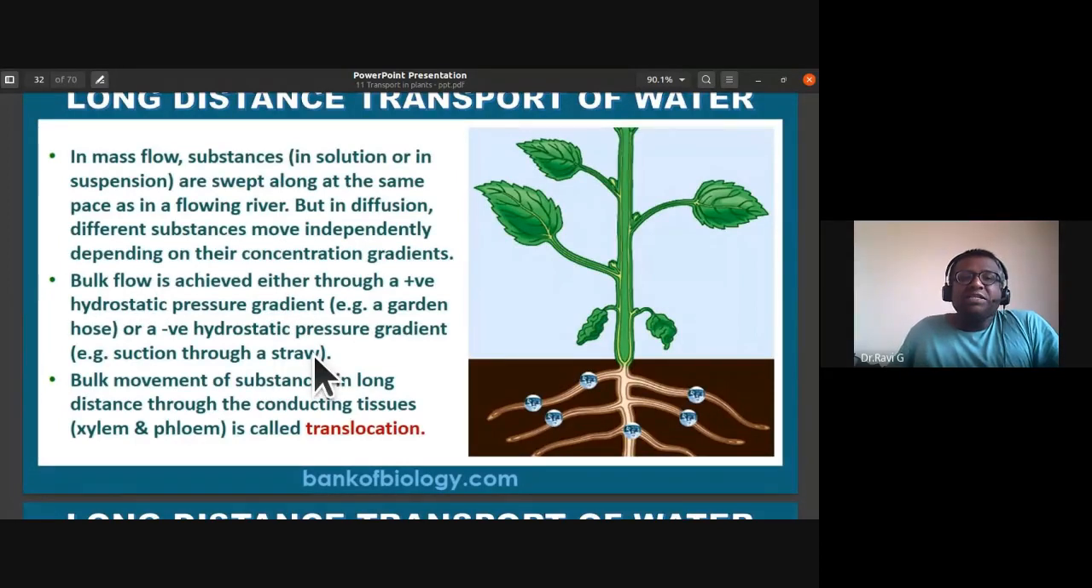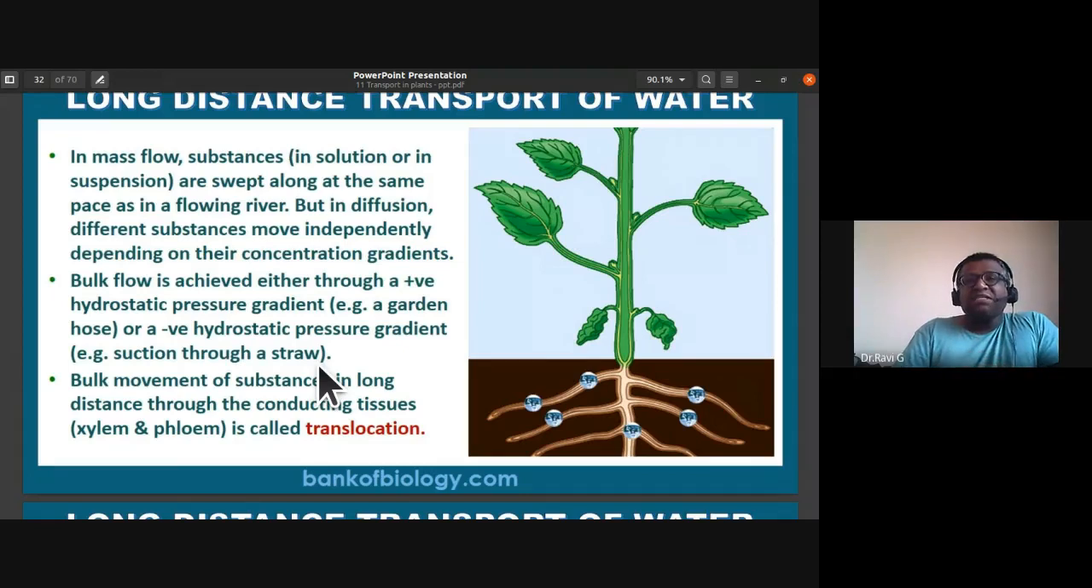See, bulk flow is achieved, like I told you, through a positive pressure gradient, the bulk flow through the xylem or sieve tube, en masse it is flowing. The substances which are suspended or in solution are also carried along en masse. So it can be the plant hormones or minerals which are dissolved in the solution, and they are also carried. Now the bulk flow can be achieved either through a positive hydrostatic pressure gradient.